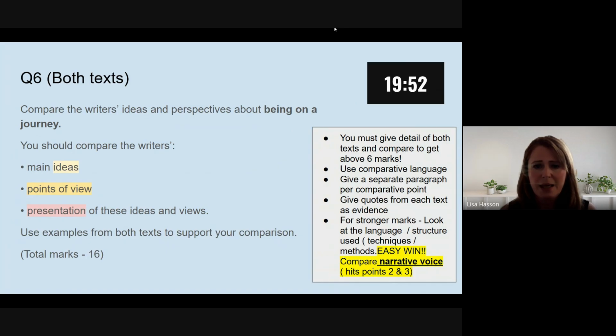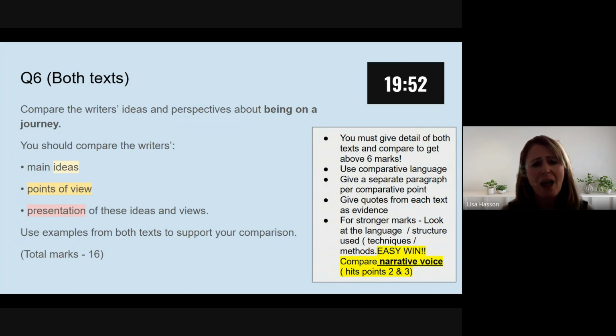So what we're doing here then is we're having a little look at things that we need to make sure we include on this question. Firstly, you must give detail of both texts to get above 6 marks. Sometimes students who don't get very many marks for this question talk all about what is happening in the first text and who's telling the story and what their attitude is. And they might even give me a lovely little bit of language analysis or structural analysis. But then they do that again for the second text and they're not drawing comparisons all the way through.